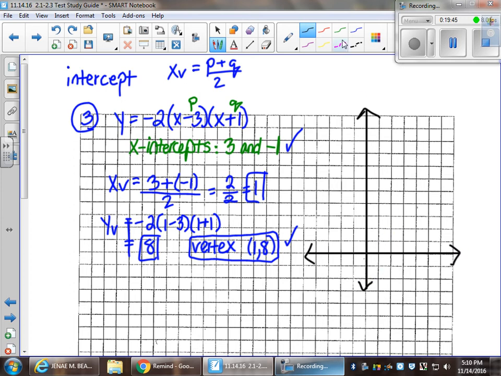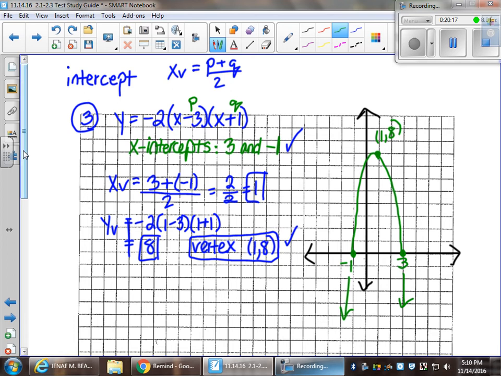My intercepts are at 3, 1, 2, 3, and -1. And my vertex is at 1, 1, 2, 3, 4, 5, 6, 7, 8. 1, 8. And we have our graph.